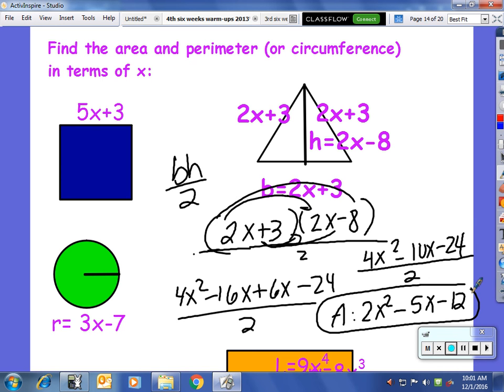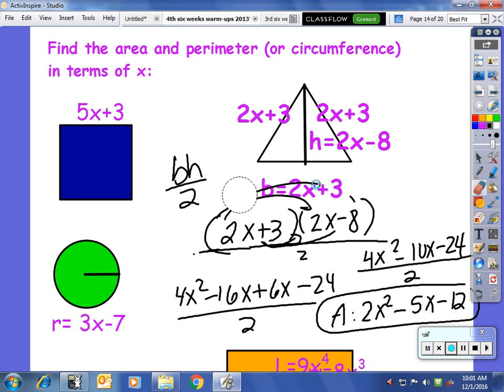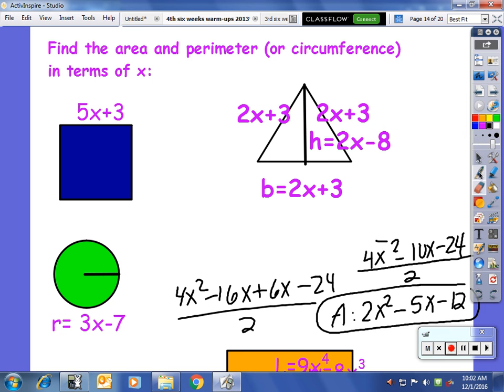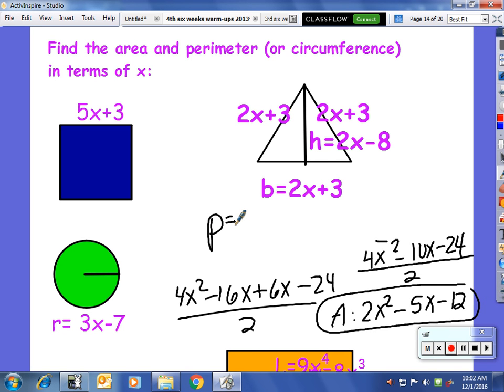Now perimeter is just adding up all the sides. In this case, all the sides were the same, so this was a special kind of triangle. It was an equilateral triangle. So the perimeter here would be 2x plus 3 times 3, because all 3 sides are the same. That's going to give you 6x plus 9. Alright, so are we good with triangles?